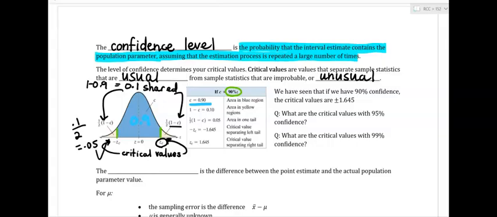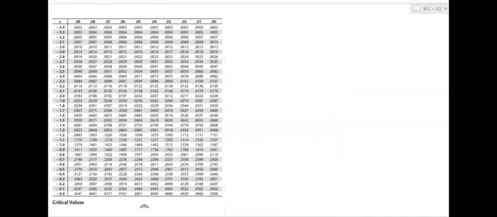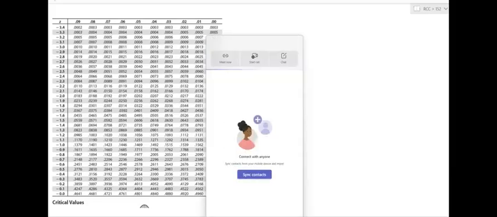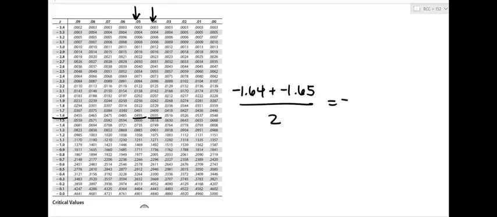So I now know the left area of that negative critical value is 0.05. So I'll head over to my standard normal table, and I'm looking for the closest value to 0.05. I see 0.0495 and 0.05, so I'm going to take this negative 1.64 and the negative 1.65 and average them together to get negative 1.645. That's what the left critical value would be, the negative one.